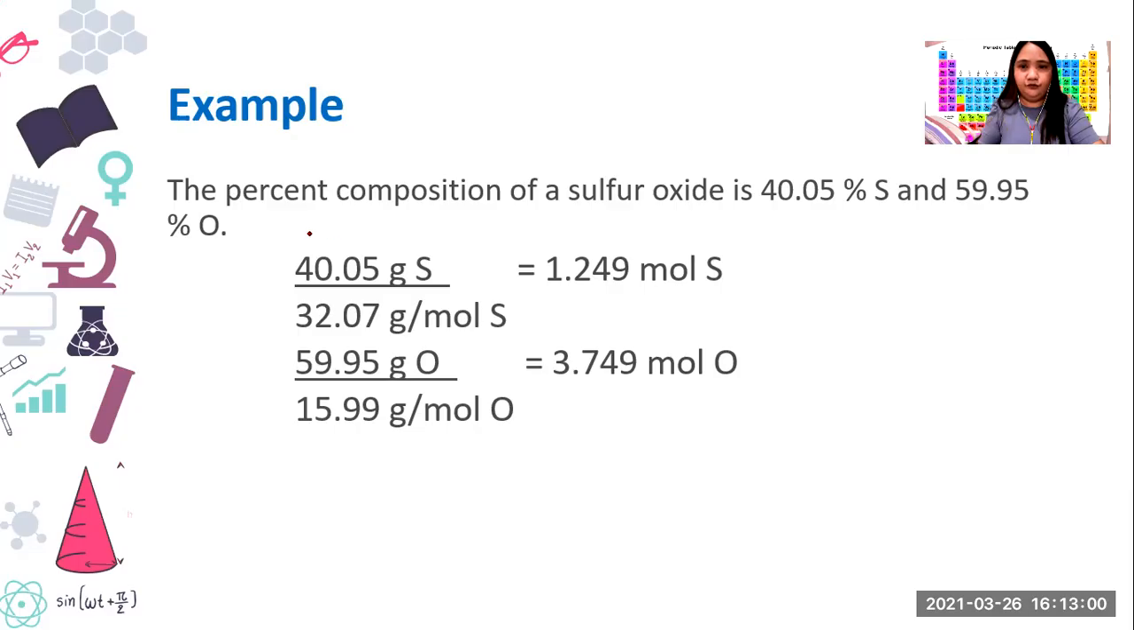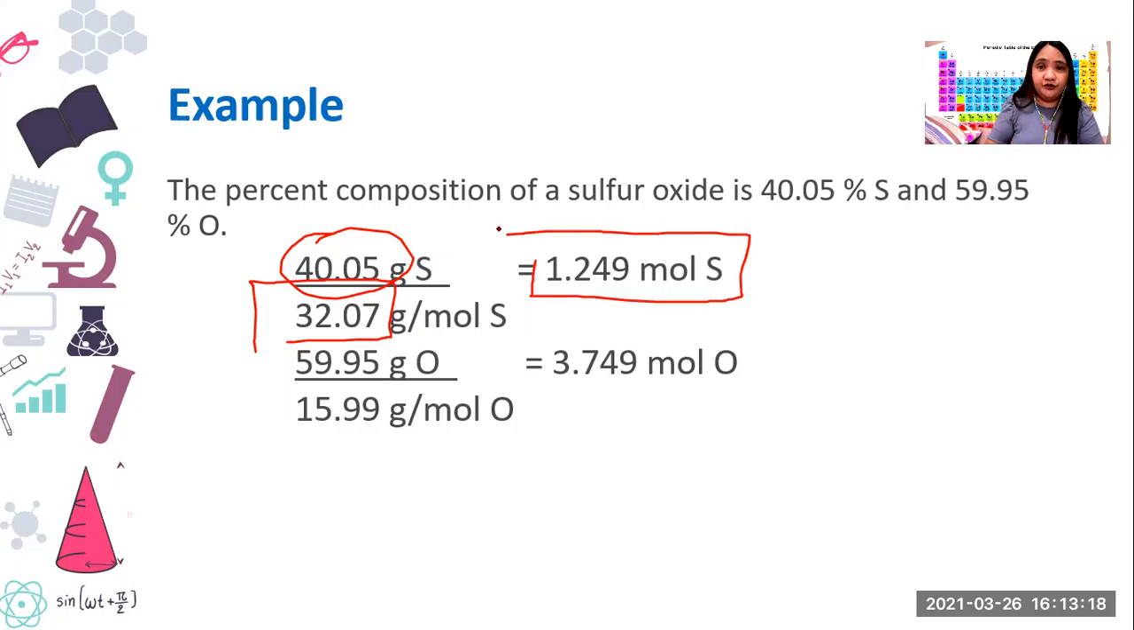Okay, so you use the percent composition, and then this will be, of course, the formula weight or the molar mass, and then you can just divide it, and then you get 1.249. So that's how many moles of sulfur there is in sulfur oxide. Then for oxygen, you get the molar mass of oxygen, which is 15.99, or sometimes in other references it's 16, then you get it.